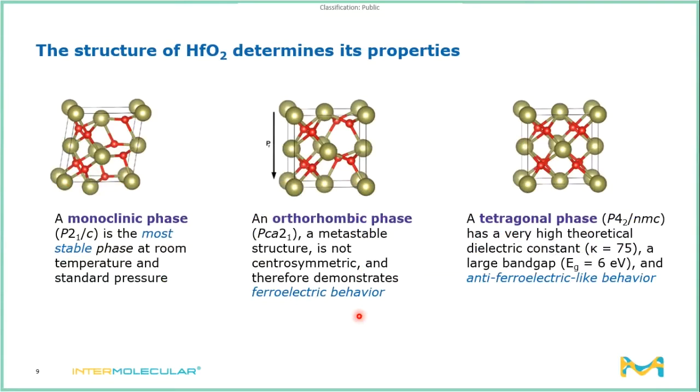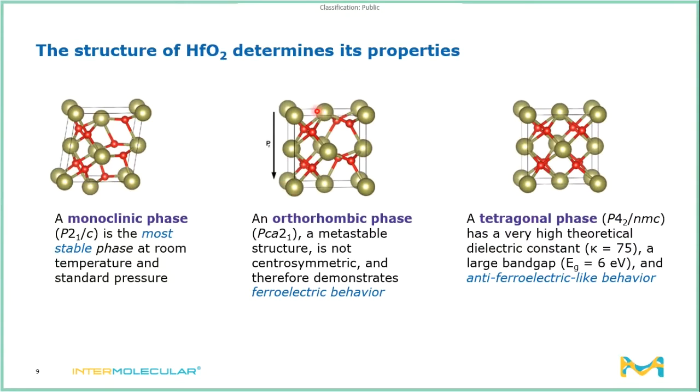The key takeaway for this section is that the crystalline structure of a material determines whether it can be ferroelectric. On this slide, I've illustrated three typical crystal structures that we observe in hafnium oxide and zirconium oxide systems. There's a monoclinic phase, P21/c. This is the most stable phase under normal conditions. It's the one that you observe in the bulk, for example, in zirconium ores in nature.